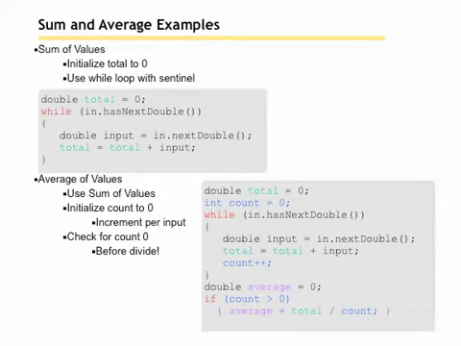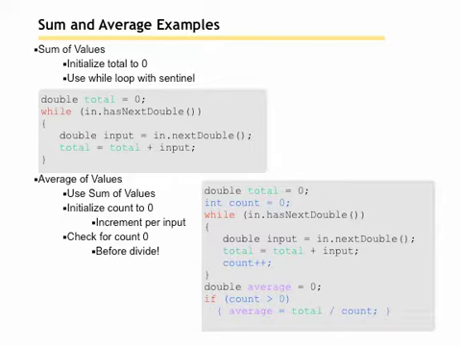So here's a sum and average example. We can sum values initializing a total to 0 using a while loop with a sentinel. So double total = 0, while in.hasNextDouble, input = in.nextDouble, total = total + input. So we are accumulating using the variable total.